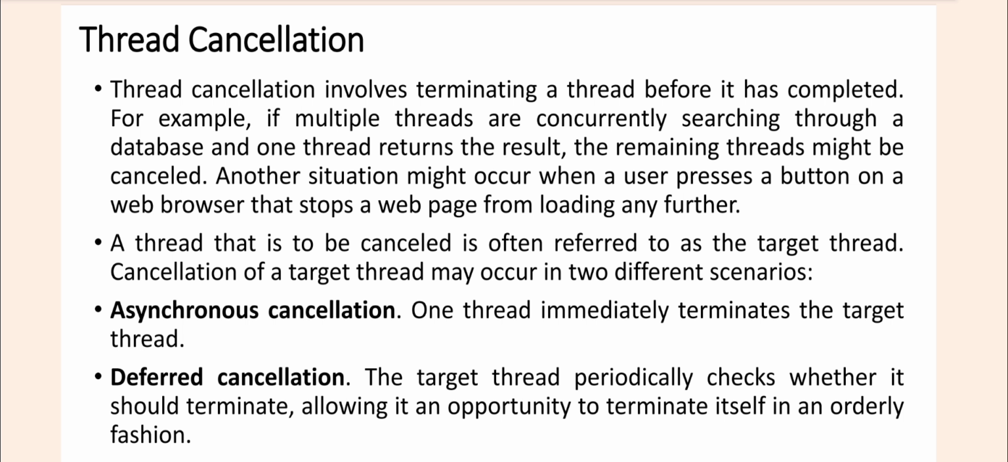In asynchronous cancellation, a thread is terminated immediately without checking what the thread is currently doing. Deferred cancellation is where the thread periodically checks whether it should cancel itself. The cancellation is not forced, and the thread is responsible for checking if it needs to terminate, usually by checking a cancellation flag or condition.